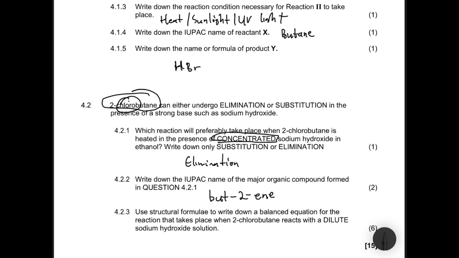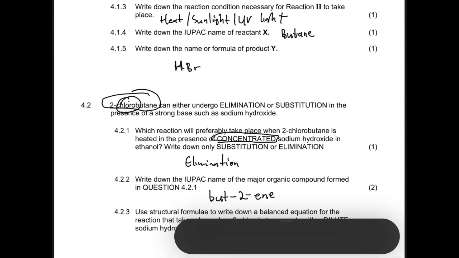And then 4.2.3 says use the structural formulae to write down a balanced equation for the reaction that takes place when 2-chlorobutane reacts with a dilute sodium hydroxide solution. Now we're using a dilute base, and I've said that if we use a dilute base, we go under substitution, and if you use a concentrated base, we go under elimination. So let's write a structural formula for the substitution reaction that would take place.